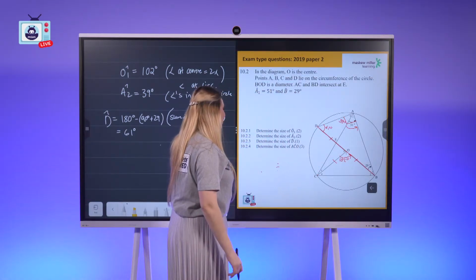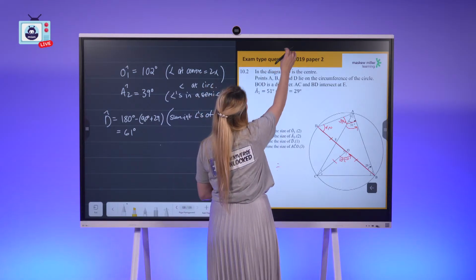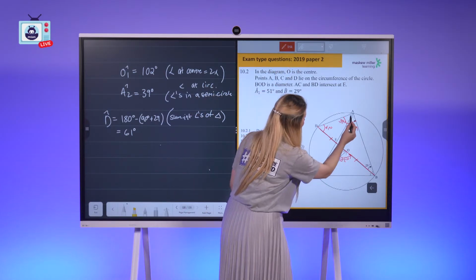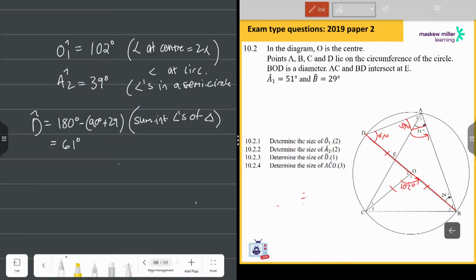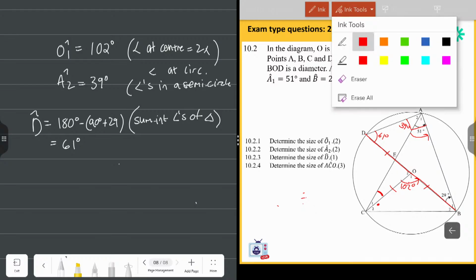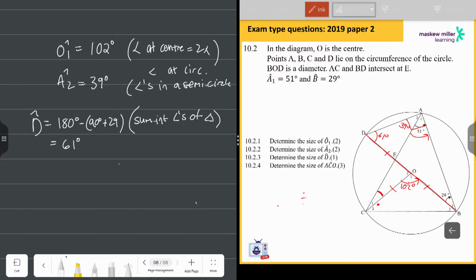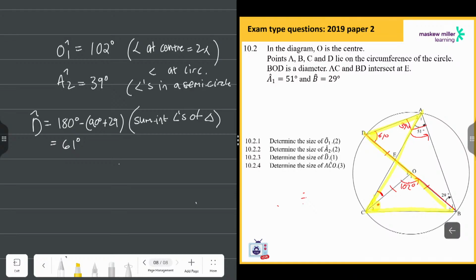Next one is determine the size of ACO. Where is ACO? ACO. That's this angle over here, right? Okay, so let's see. What can we do with ACO? It looks to me like we have to first find C2. Because if we can find C2, and we know the bow tie theorem, or angles in the same segment, we know that this angle should be equal to that whole angle. Can you guys see the butterfly? Angles in the same segment. Okay, so how do we find C2?